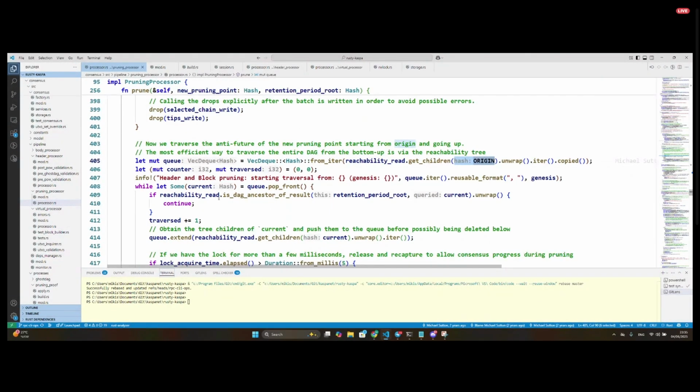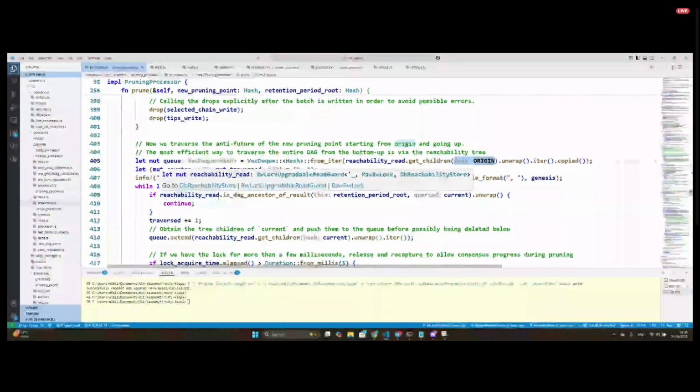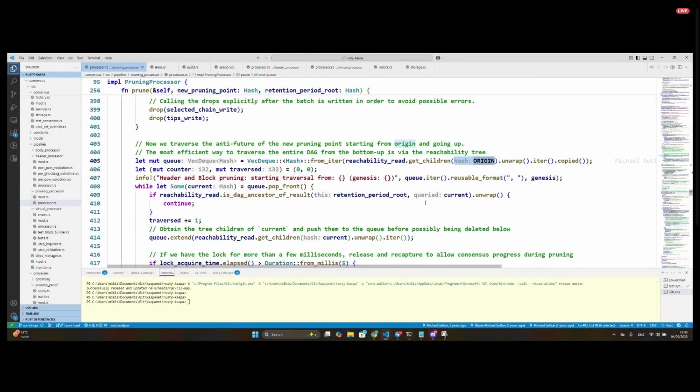And essentially, because you're going bottom up, at the first point where you get to the retention period root, which is like the generalization of the pruning point. Like if you have a retention period set for 30 days, it wouldn't be the actual pruning point of now. It would be a pruning point from 30 days ago. But this is essentially the pruning point.